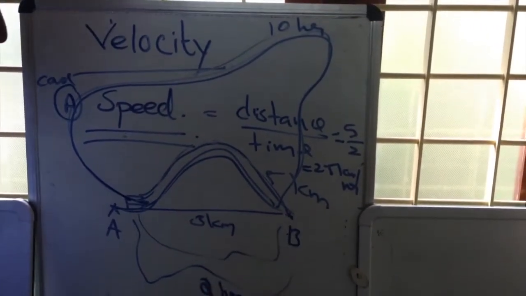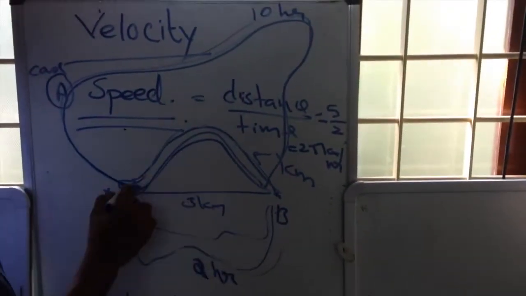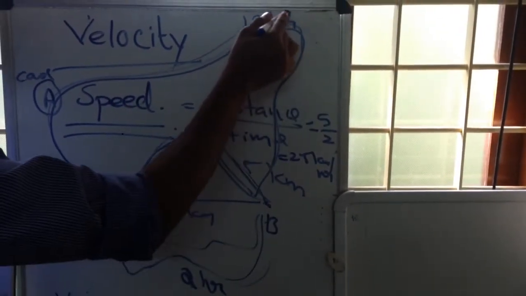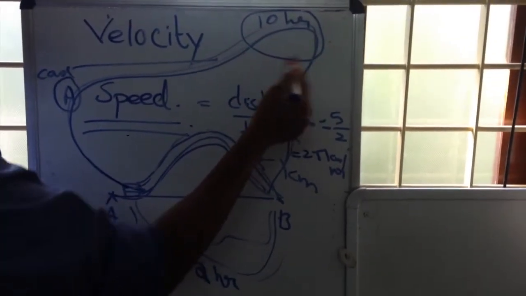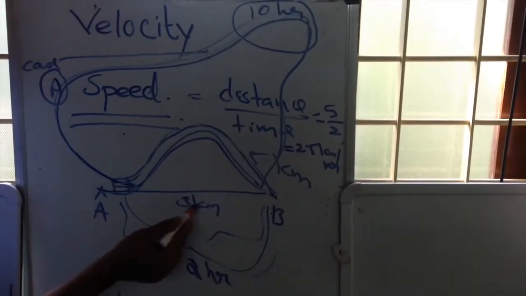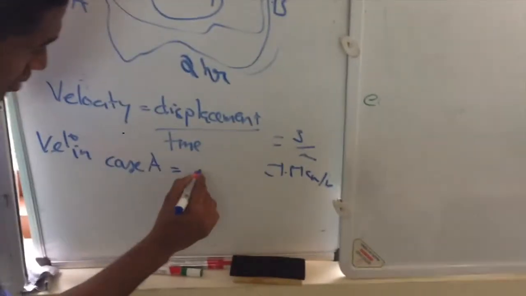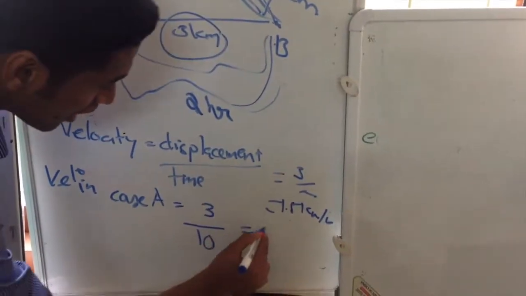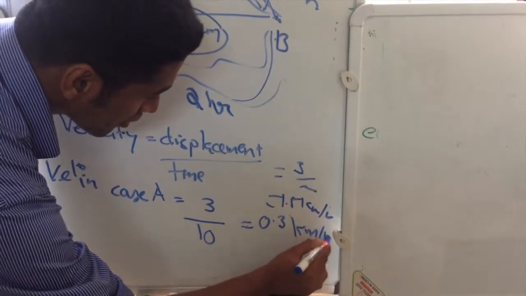In the previous case it was only 2 hours to complete this particular journey. But now, as we are moving through this long path, the time required to complete this distance is 10 hours. In that case too, the displacement is only 3 kilometer, such that the velocity will be displacement 3 divided by time. Here it is 10, so the velocity will be 0.3 kilometer per hour.